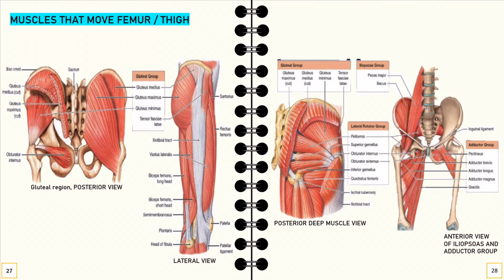On page 27, we can see the gluteal group that functions to abduct and extend the hip joint, while on page 28, we can see the iliopsoas group that serves to allow flexion in the hip joint.